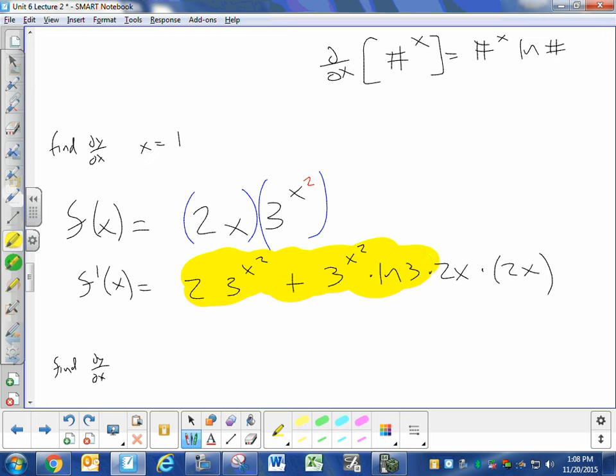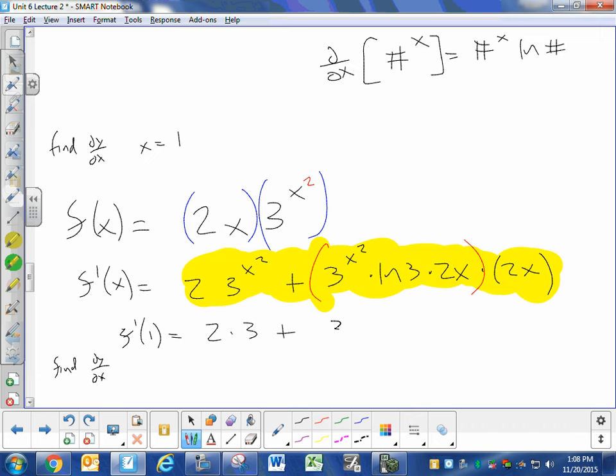The derivative of 3 to the x squared would be 3 to the x squared, natural log of 3, times 2x. This is the entire derivative of 3 to the x squared. And then I have to multiply it by that other 2x. I wanted to figure this out at 1. It would be 2 times 3 plus 3 times log 3 times 2 times 2. That'd be 6 plus 12 log 3. And you would just leave it like that.